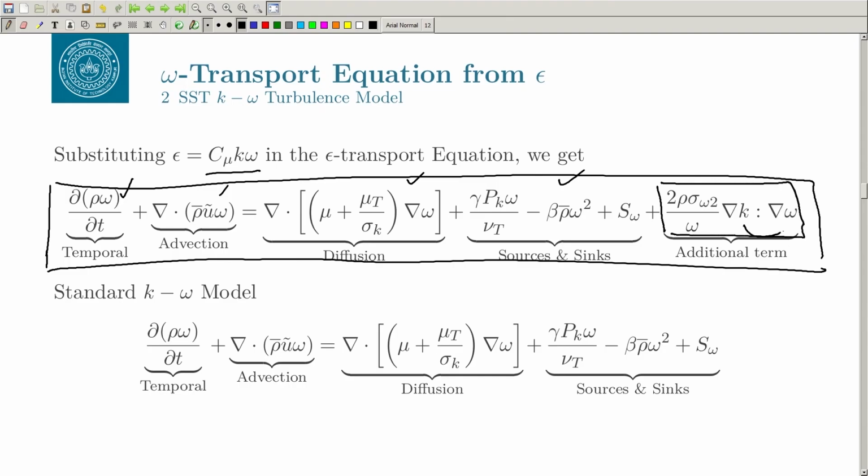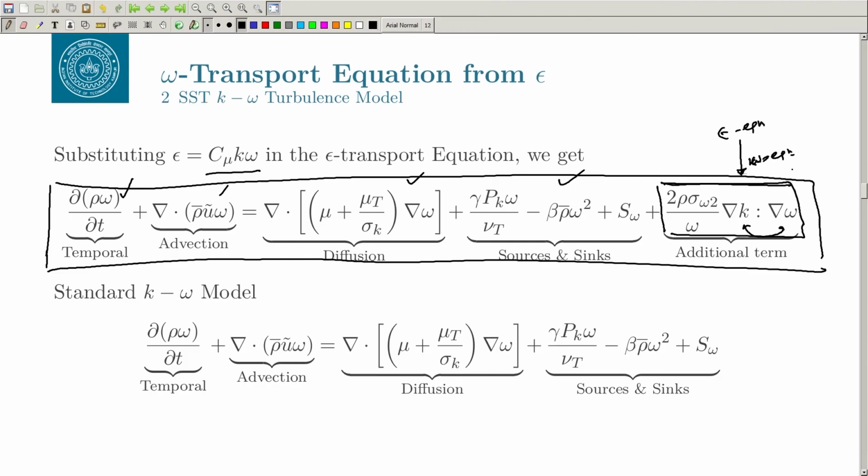So, this is a kind of cross diffusion term between the turbulence kinetic energy and the specific dissipation rate. If you take the epsilon equation and try to derive the omega equation from that, this is the equation that we get, and this is different from the omega equation that we use in the standard k omega model, which is basically just taking inspiration from the turbulence kinetic energy equation and using some model coefficients. So, this term may also be responsible for this very weird behavior of the k omega model, that it is very sensitive to the free stream turbulence.